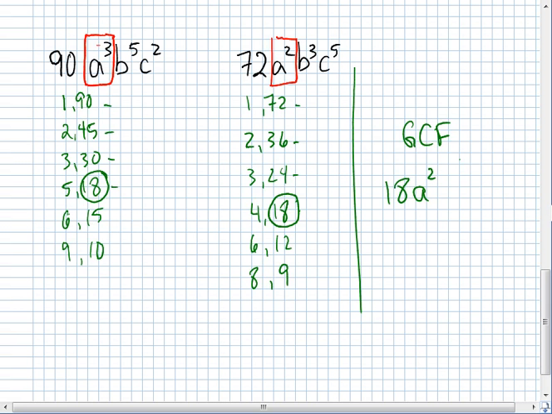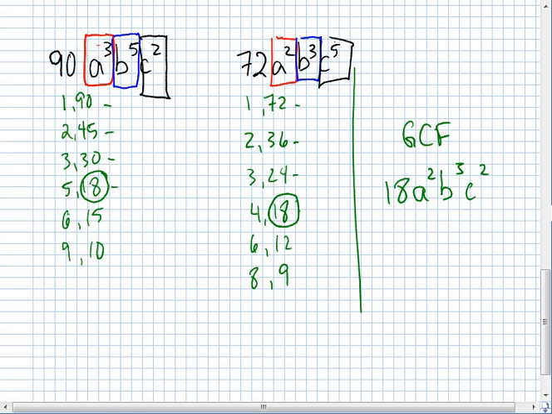I'll look at the same thing for the b's. For the b's, I notice I have 5 b's as factors. This is b times b times b times b times b. And then there are 3 b's that are factors here. So again, that's going to be b to the power of 3 because there are 3 b's common to both. And then obviously c to the power of 2, or c squared, since there are 2 c's as factors on both sides there. And there's how you get the greatest common factor: 18a squared, b cubed, c squared.